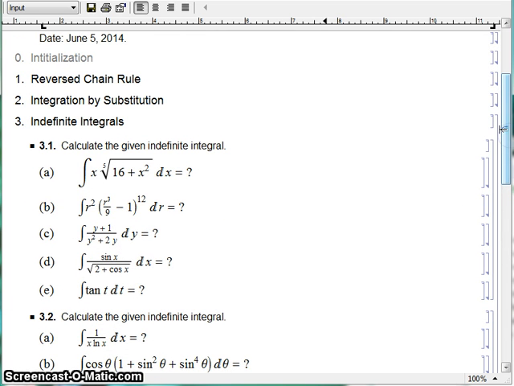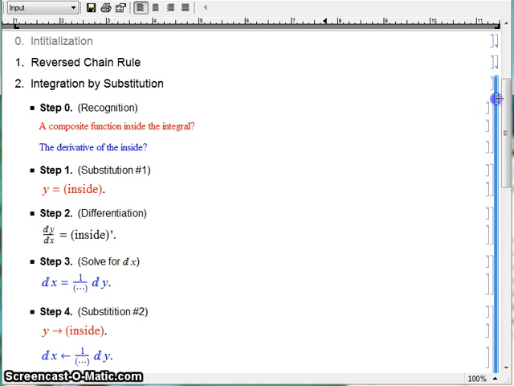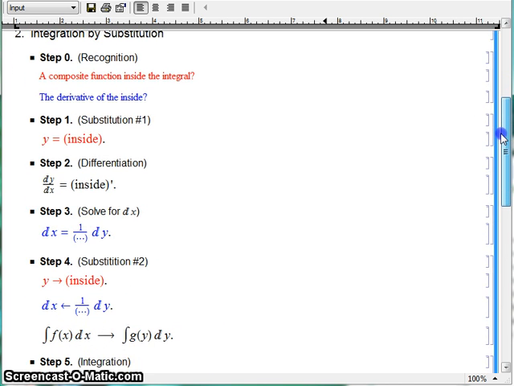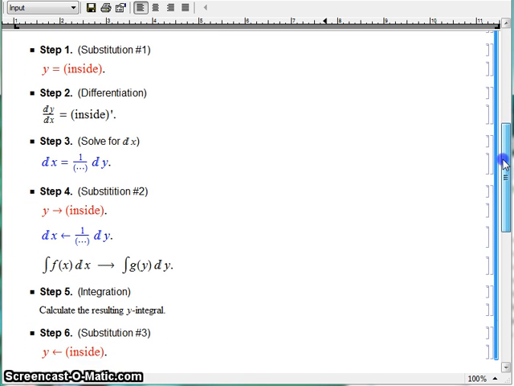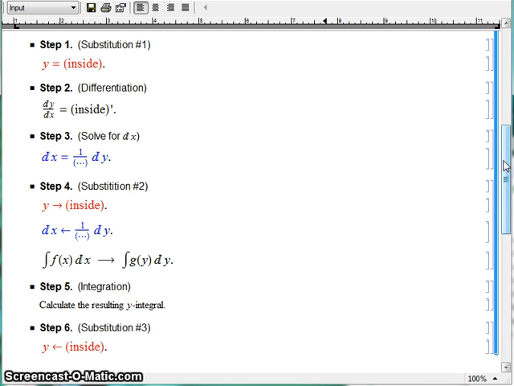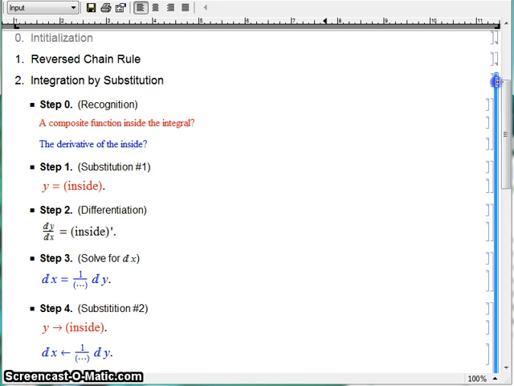Before starting any of those, let's talk about a step-by-step process. It goes like this. Step 0 is usually recognition. We'll talk about it later. Step 1, we take y as the inside of the composite function. And then we take the derivative and then calculate the differential. Express dx as, well, dy. What do you mean by these? Let's go over to an example and talk about it.